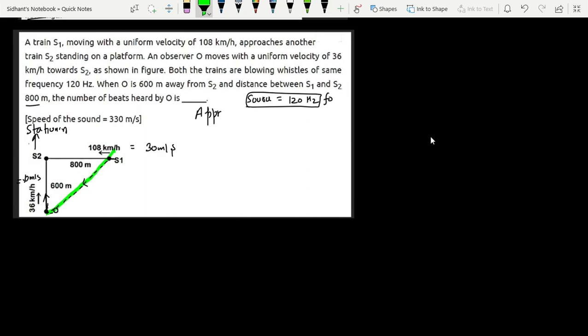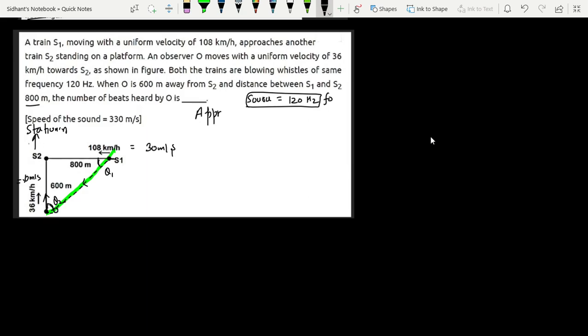Okay. So let's begin to solve this now. What I can do here is, let's mark this angle, Lohit. This angle can be written as theta 1. And this angle can be written as theta 2.